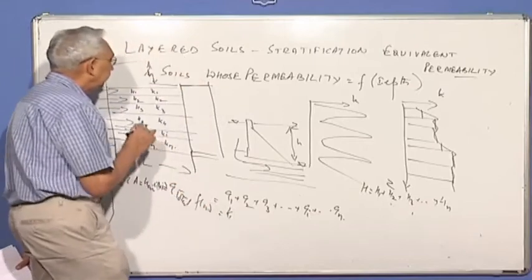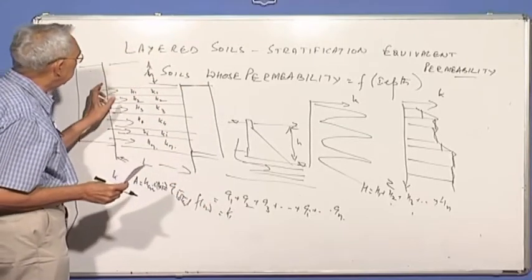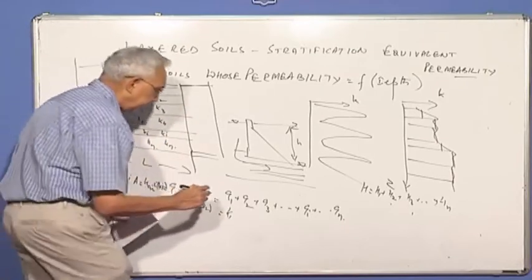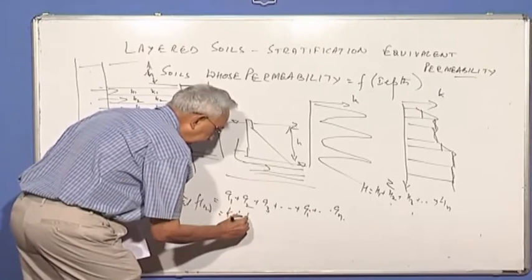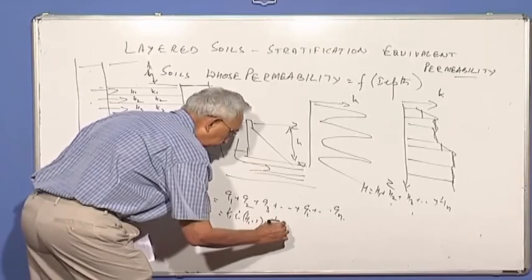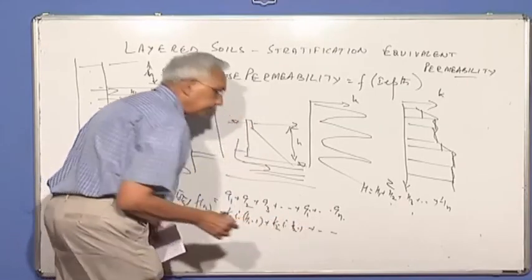i is the same because the flow is taking place. The head loss is the same for every layer and the distance is the same. So in this case, i is constant and H1 into 1 plus K2 i H2 into 1, and so on.